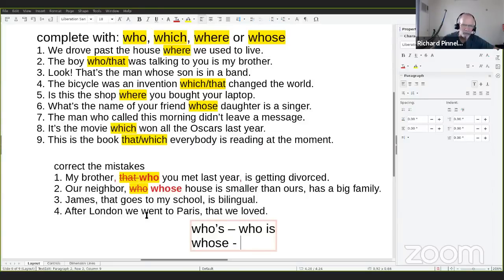Well, I don't know what you're referring to actually, but the pronunciation of those two is the same. Whose and who's. The pronunciation is the same, but they have different meanings and they're written differently.